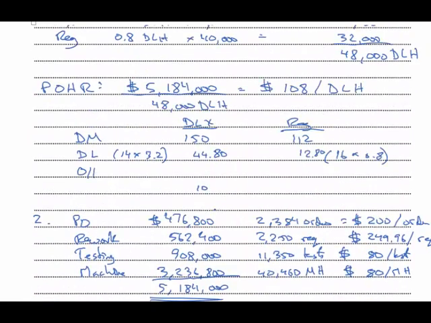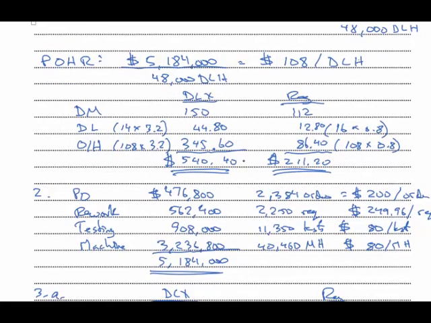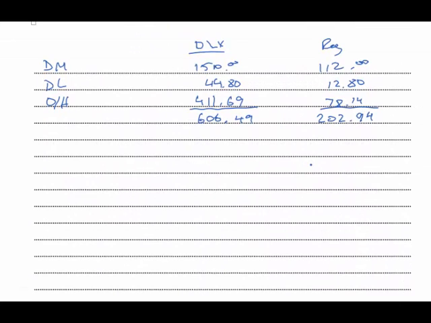Well, back here, 540 and 211. So clearly, under activity-based costing, we see that the cost of the deluxe model goes up from 540 to 606, and the cost of the regular model goes down from 211 to 202. And that presumably has a bearing on some of their pricing decisions, which might be why they had some of these declining profits and some of their challenges.